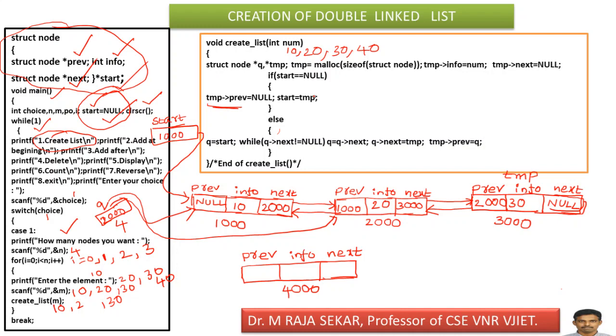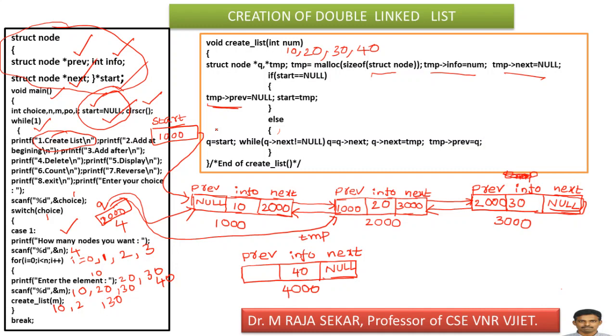tmp, what is the code? Here tmp equal to malloc(sizeof(struct node)). After this particular code, a node will be created. tmp arrow info equal to num. Now this cannot be tmp. tmp is this one, the recently created node. tmp->info equal to num. What is my num value? 40. Here I must write 40. tmp->next equal to null. tmp->next means here I must write null. Isn't it?